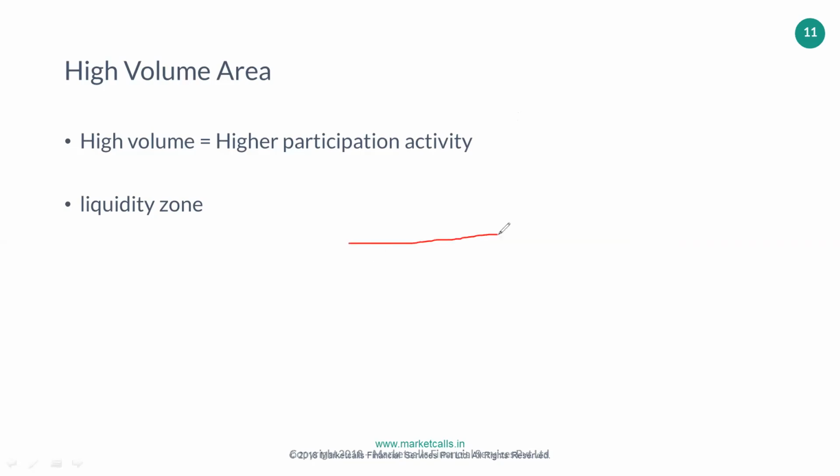So this is a high volume area for yesterday, and you might take a reaction from it. And many times people try to hit that high volume node. We call that an HVN. It's also called a high volume node.